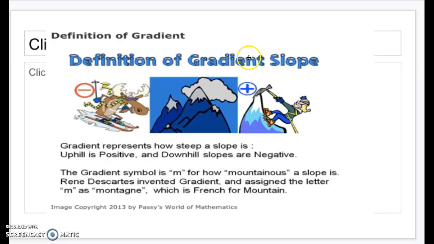The definition of gradient is it represents how steep a slope is. A gradient can be positive. So uphill is positive. A gradient can be negative, like here. So downhill is negative. We have mountain in the middle. You will learn that the gradient symbol is an M, and that's standing for mountainous. It was first brought about by René Descartes, and he assigned the letter M as montagne, which is the French for mountain.